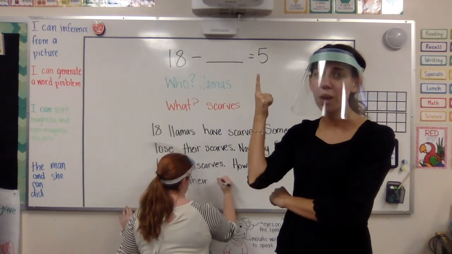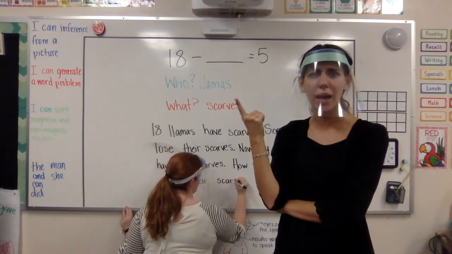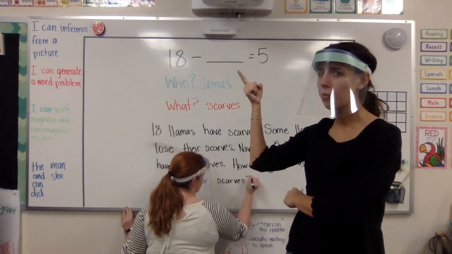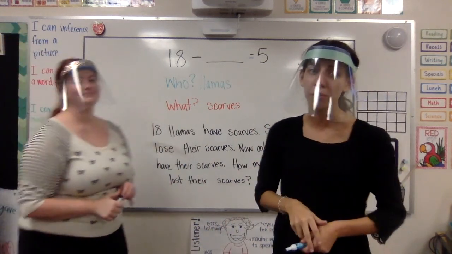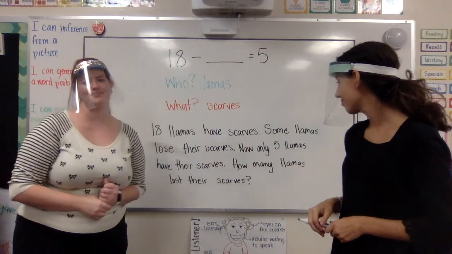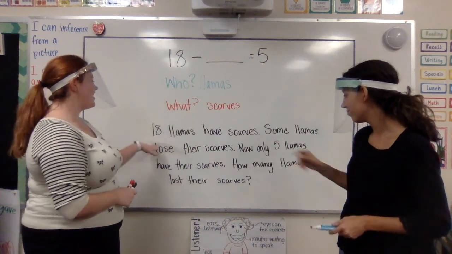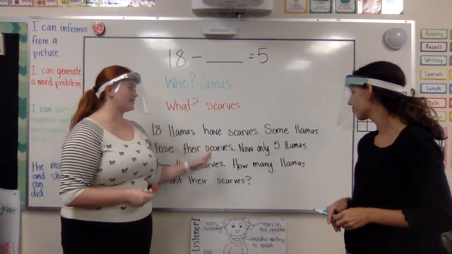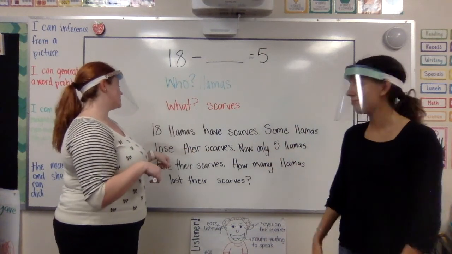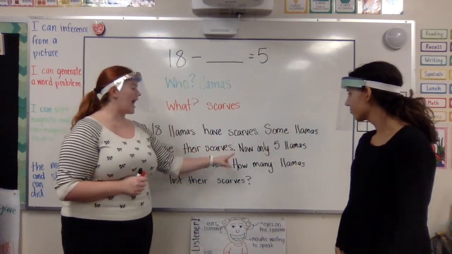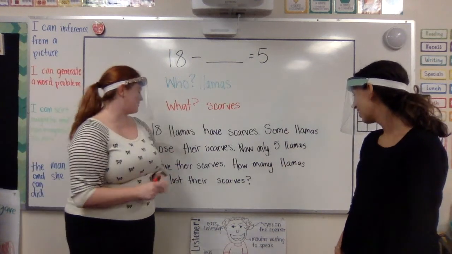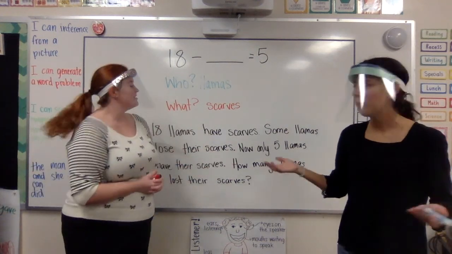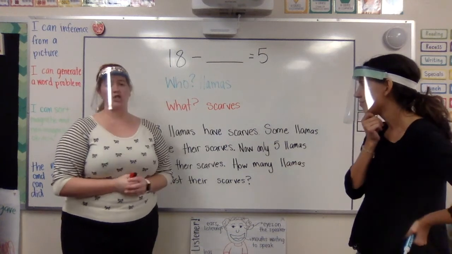Remember, when we look at a number sentence, we can pretty much automatically tell what number we're missing, but we want somebody reading our word problem to know that as well. Okay, so we have 18 llamas have scarves. Some llamas lose their scarves. Now only 5 llamas have their scarves. How many llamas lost their scarves? Oh, wow. So I know exactly what I'm solving for.